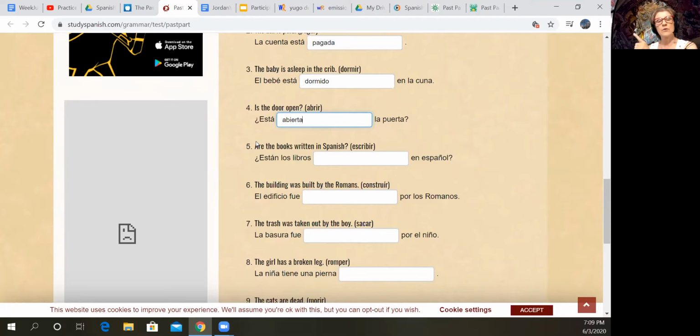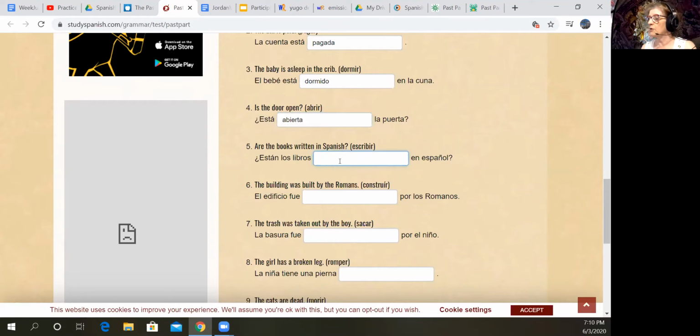Here's another one of those words, abierta, that you learn a lot to use with estar. The store is open, the post office is open, the hotel is open. It's the state that building is in.